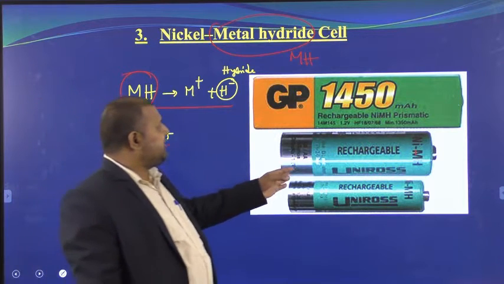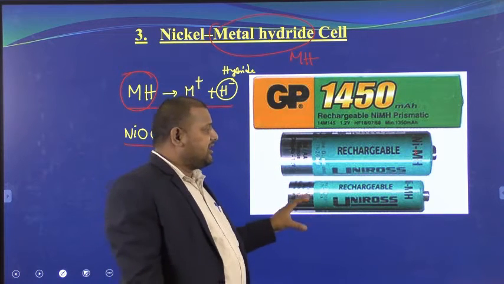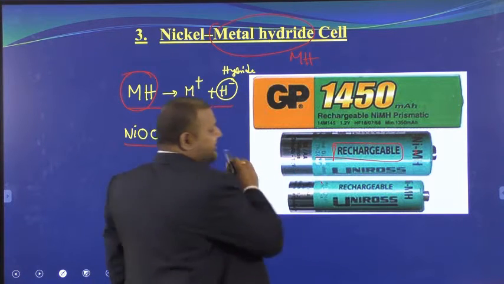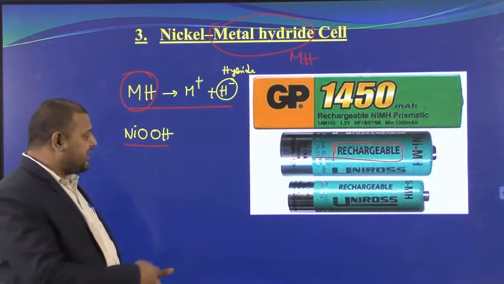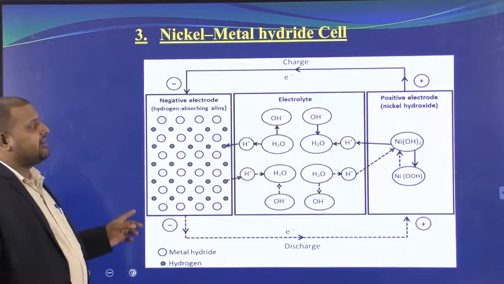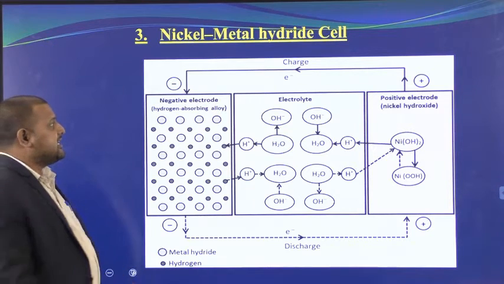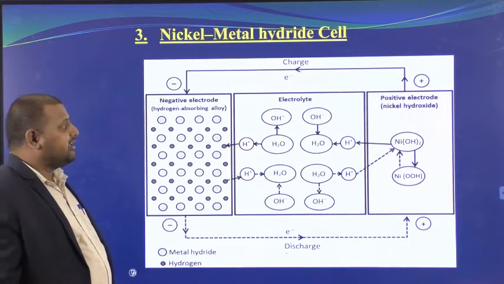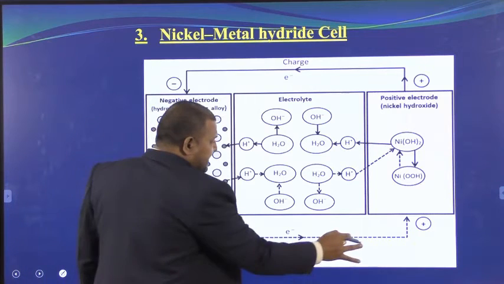So this is an example of a nickel metal hydride battery. These are also simple, portable, useful, rechargeable, very important. You can see here on this one it is written that they are rechargeable. Once they are exhausted, we need not throw them. We can recharge them again and utilize them. So this is the diagram indicating the mechanism of the flow of electrons during charging and discharging. Clear? During charging, this reaction takes place. During discharging, this reaction takes place.